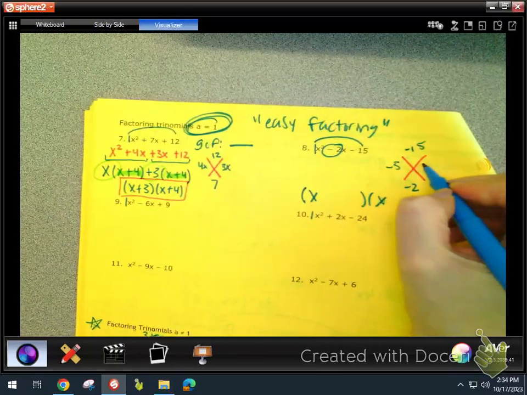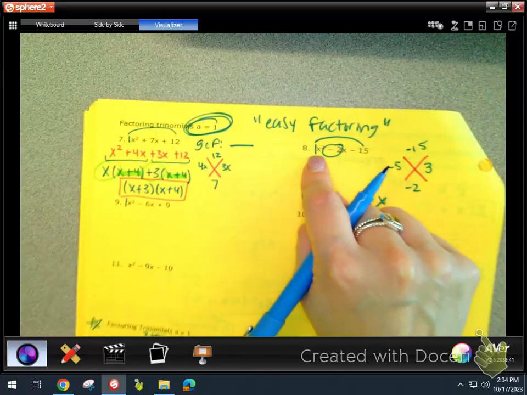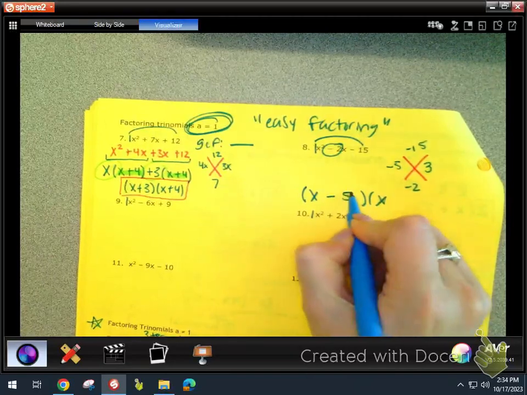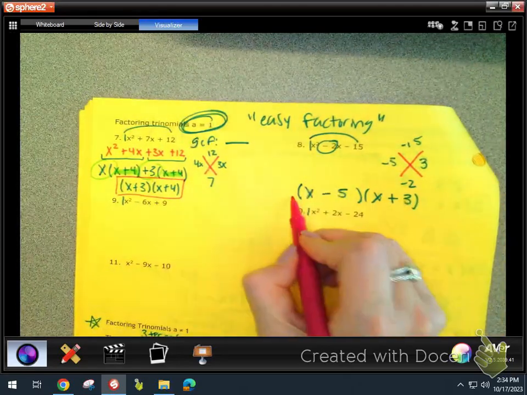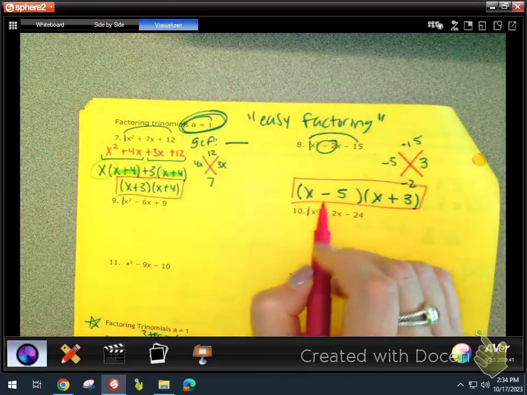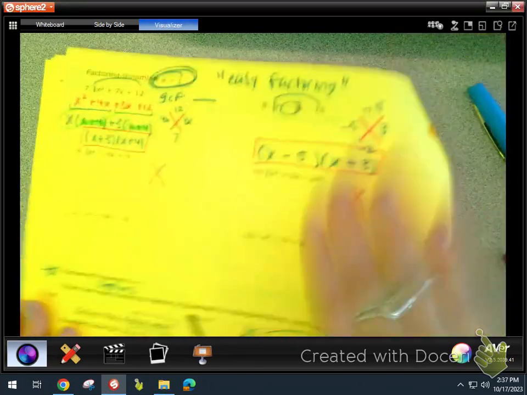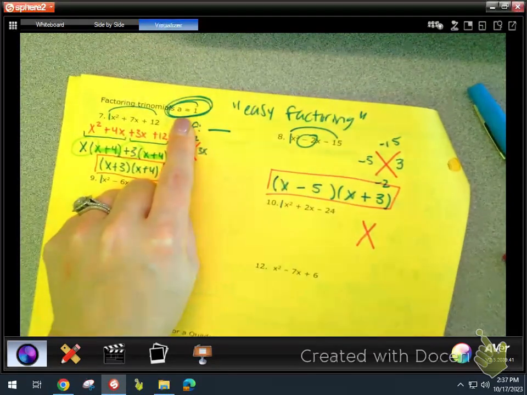Negative 5, positive 3. Watch. Because the A value is 1, because this is easy factoring, I am able to put x minus 5 as a factor, x plus 3 is my other factor, and I am done. It's only when A is 1. That's what I'm saying. Okay, do the next ones. I will finish 9 through 12. Again, all those are A values being 1, so you can use the shortcut. The only reason why we can use the shortcut is because A is 1.